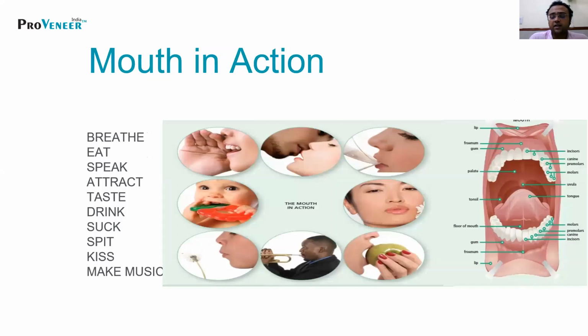So the mouth has different actions. We eat, breathe, speak, attract, drink, suck, spit, kiss, make music. So the mouth is always in action. That's why the teeth have a very important role to play. Every tooth has a specific job, including phonetics, cutting of food, chewing of food, making music. Teeth are very important, and they help the mouth perform all its actions.